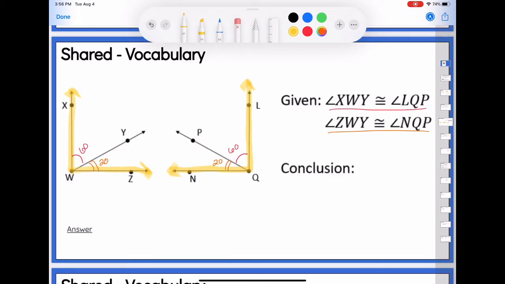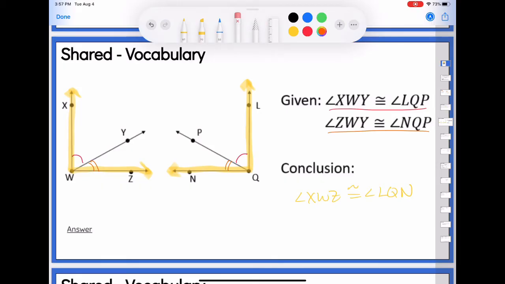So my conclusion would be angle XWZ is congruent, and I'm going to run out of room here, sorry, to angle LQN, right? Now be careful that you don't write any conclusions that we have right angles here. There was no measurements given. I made those up, and I did that on purpose so that you wouldn't jump to the conclusion that I have 90-degree angles there. That's not something you know with those givens. Only that the bigger parts would be congruent.